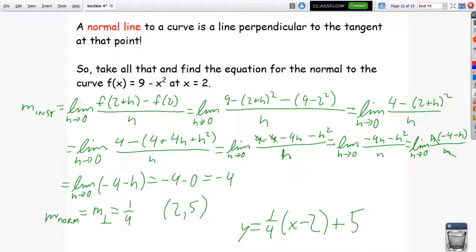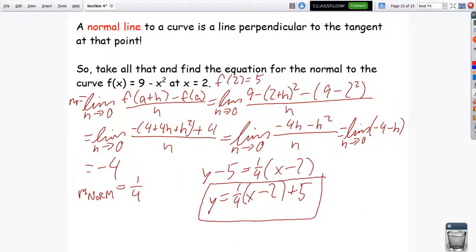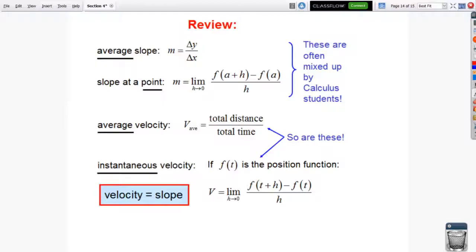Pretty cool. So we did quite a few things today, right? There are some cautions that I do want to give you. Some things that people generally mess up when they're elementary calculus students. Average slope is just the slope. Slope at a point is the limit definition that I gave you guys today. Average velocity is total distance divided by total time. Instantaneous velocity is if you make the function your velocity function, you can have this right here. Velocity is the slope of position if you have position versus time.